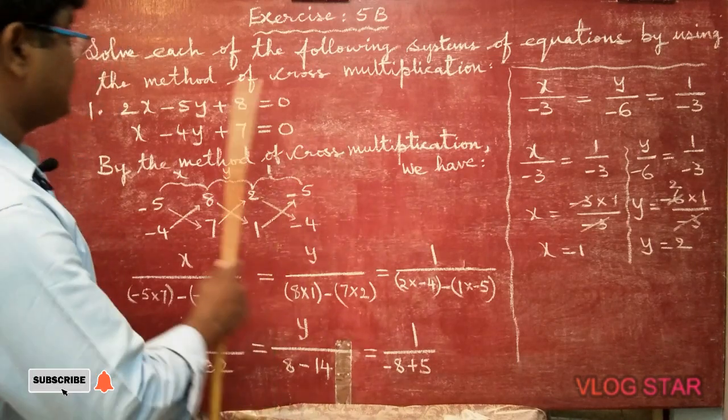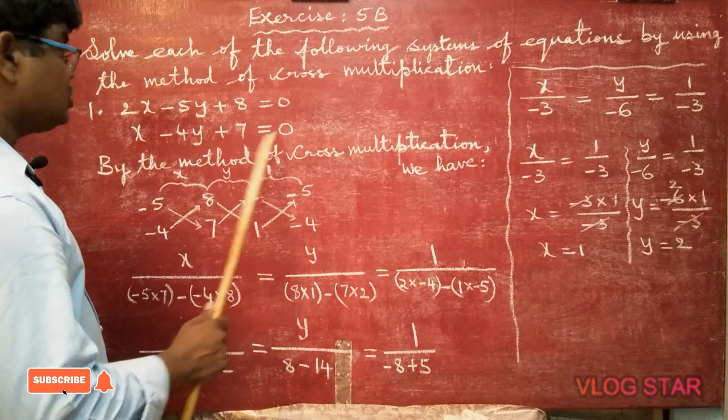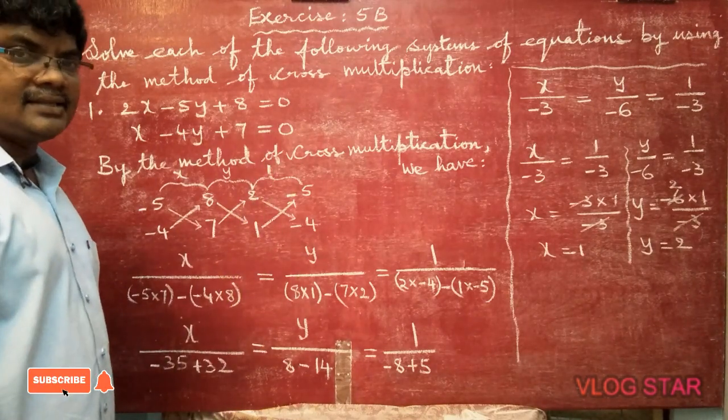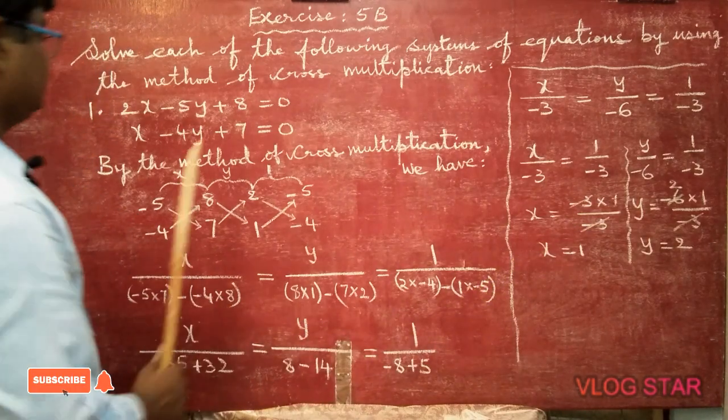How to check your answer? Substitute. You should get 0. Are you able to follow? Both equations should satisfy the answer. What? x is equal to 1, y is equal to 2.